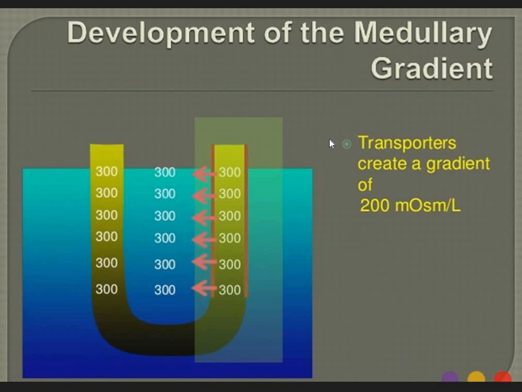Now this transporter, as I told you, the transporter which is present in the thick ascending segment of loop of Henle, that is sodium potassium 2 chloride channels, they are working. And once they are working, what are they doing? They are trying to reabsorb sodium, potassium and chlorides actively from the tubular fluid. And by doing this, they are going to produce a gradient of about 200 milliosmoles per liter. Okay, so they transport the solutes from the tubular fluid into the medullary interstitium, and thus they start generating an osmotic gradient of about 200 milliosmoles per liter.